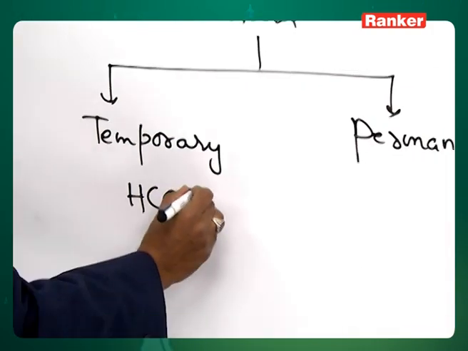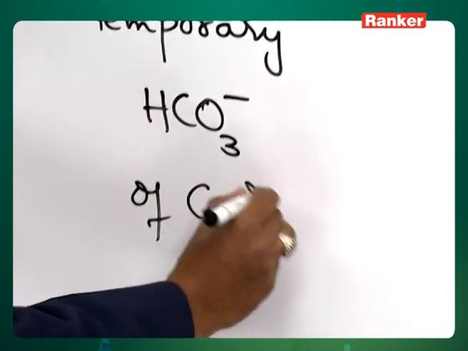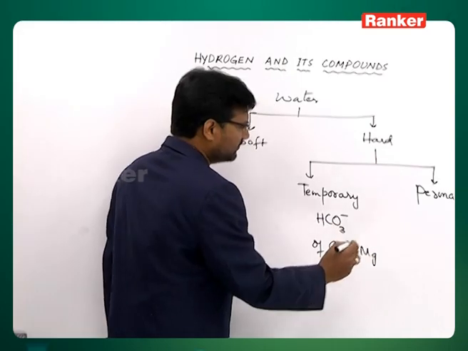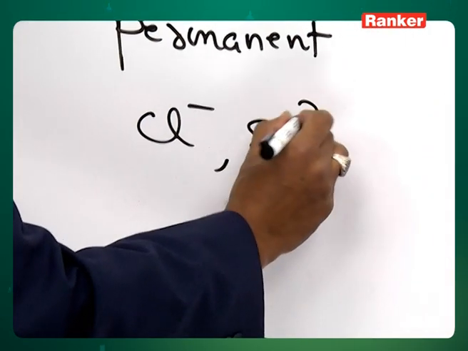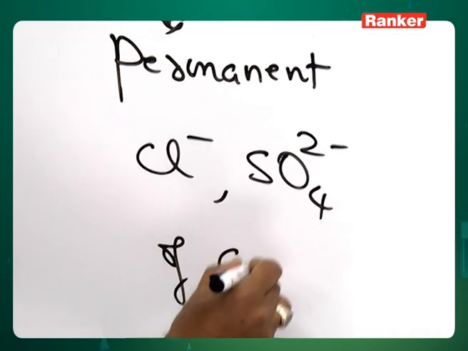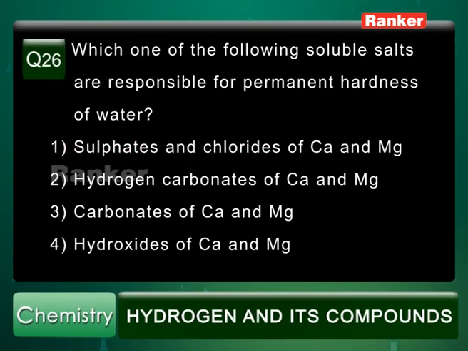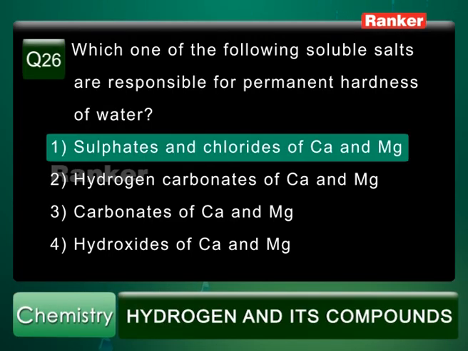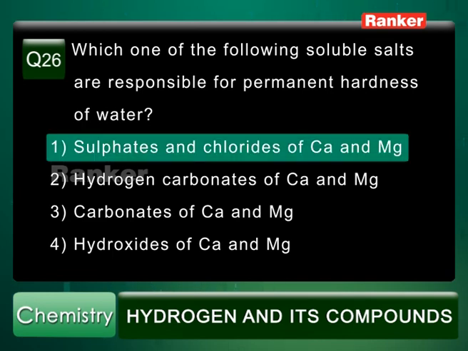Temporary hardness is caused due to hydrogen carbonates of calcium and magnesium, whereas permanent hardness is caused due to chloride or sulfate of calcium or magnesium. So chlorides and sulfates of calcium and magnesium can cause permanent hardness. Bicarbonates, that is hydrogen carbonates, cause temporary hardness.